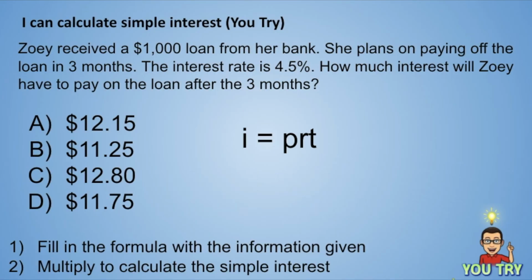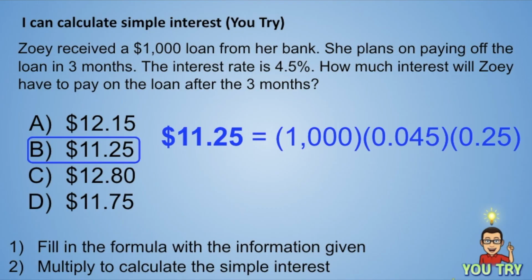Let's take a look at the solution. After filling in the formula with the information and multiplying, we can see that the correct answer is B, $11.25.